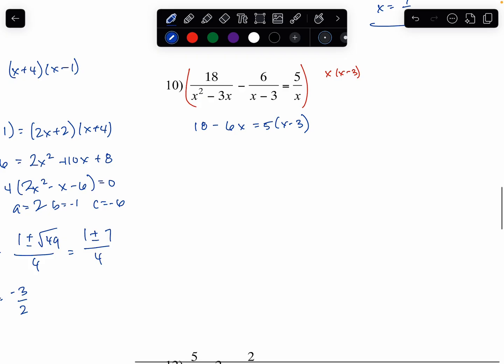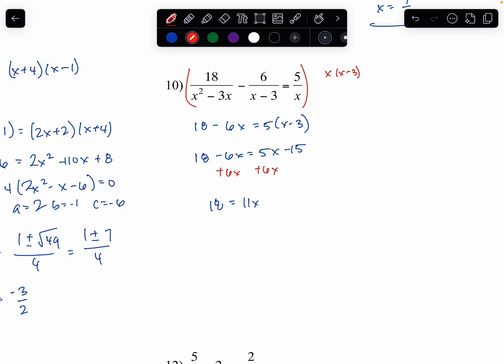And now we just have a linear equation. So we have 18 minus 6x equal to 5x minus 15. I'm going to go ahead and add 6x over here, and I'll get 18 is equal to 11x. And then I'm also going to add 15 and add 15. And 18 and 15 equals 33, so that's going to become 33, which means that x will be equal to 3.